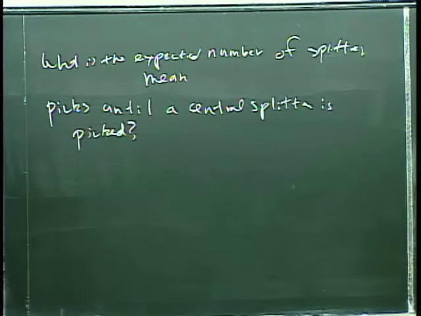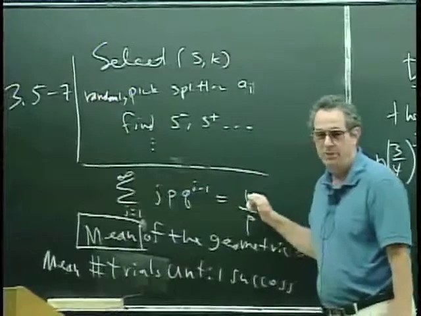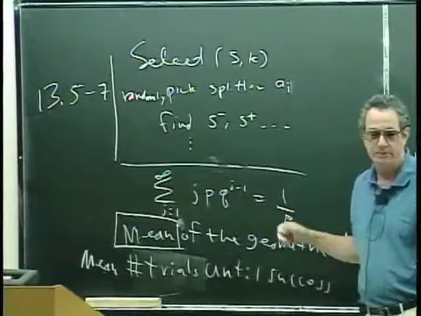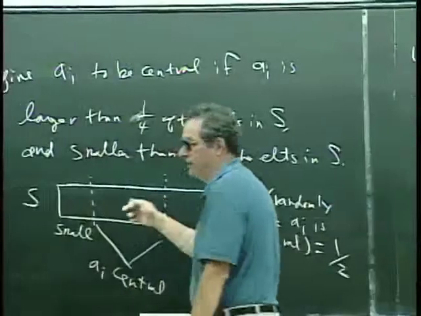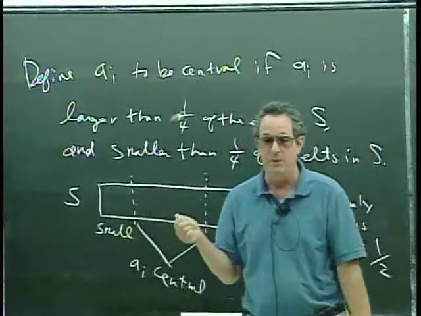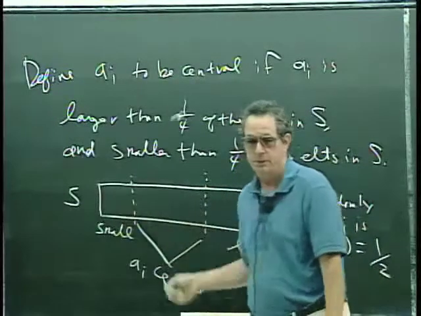Yeah. It's 2, right. Because here we have it right over here. It's geometrically distributed. P is equal to half, so 1 over a half is 2. So if you pick randomly, the expected number, the mean number of picks until you pick a central splitter is 2.